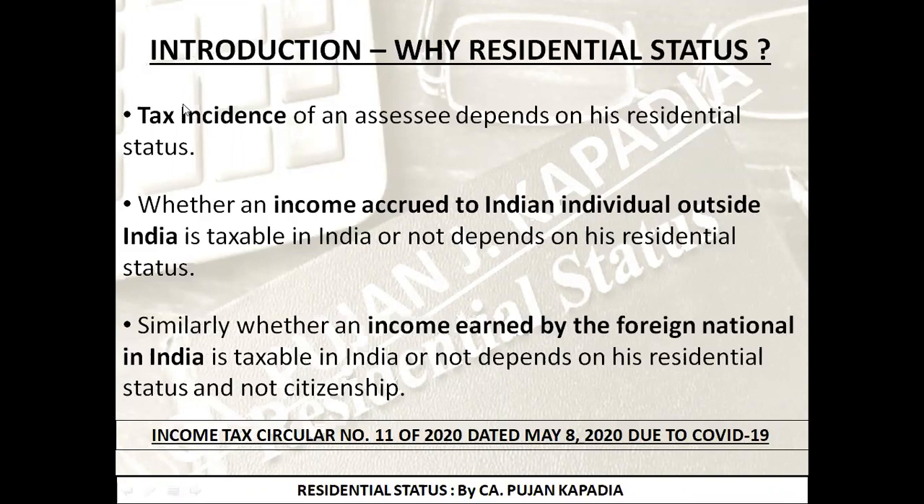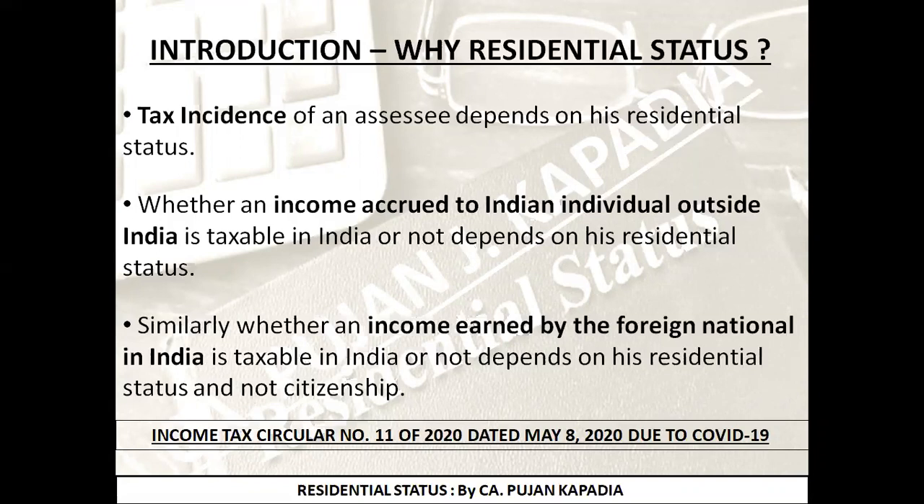In the first point I have stated, the tax incidence of an assessee depends on his residential status. Friends, basically tax incidence means when you are liable to pay tax. For example, I am an Indian citizen living in India. Now, if I have any property abroad, in a foreign country, and I am earning any income on that property, then whether that income is going to be taxable in my hands in India or not depends on my residential status. That is what we are going to study over here.